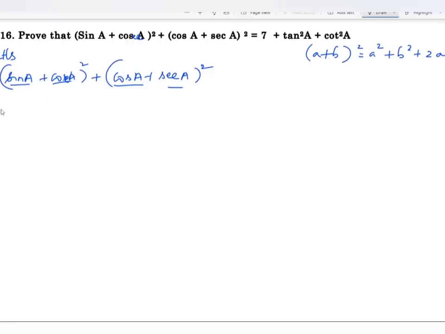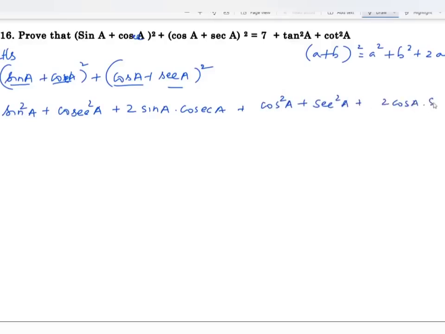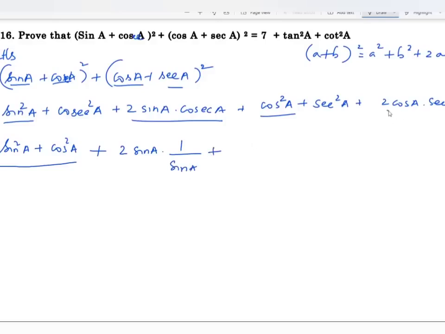Students, let me solve this problem again. Sin A plus cosecant A whole square is sin square A plus cosecant square A plus 2 sin A into cosecant A. In the same way, cos A plus secant A whole square is cos square A plus secant square A plus 2 cos A into secant A. Now, arrange the terms so that we can use the identity sin square A plus cos square A. Now rearrange the terms. This term 2 sin A into cosecant A, I am writing as 2 sin A into 1 by sin A, and this term 2 cos A into secant A, write as 2 cos A into 1 by cos A.